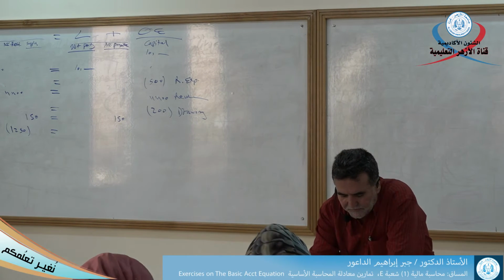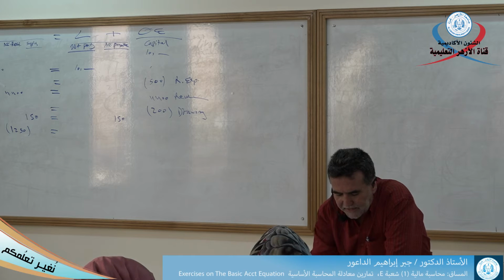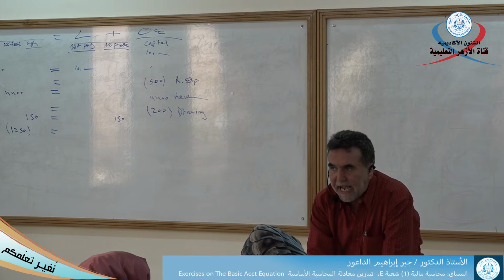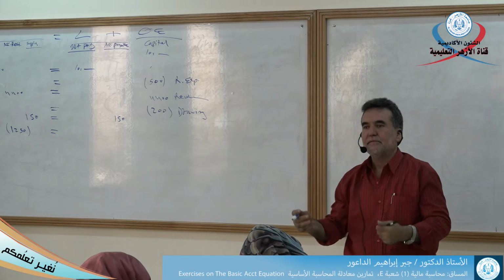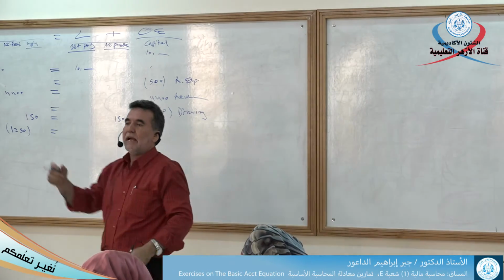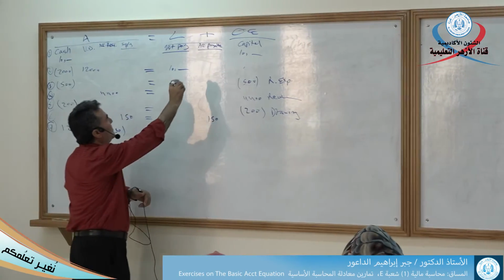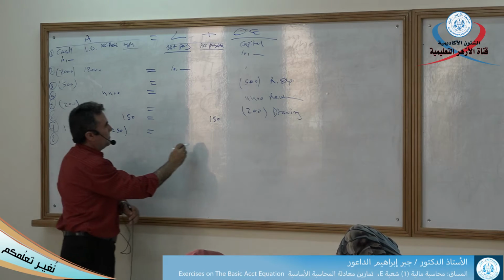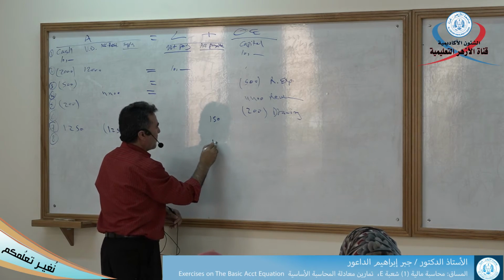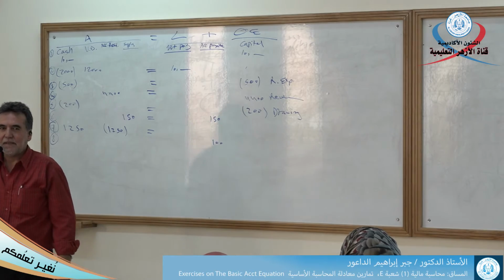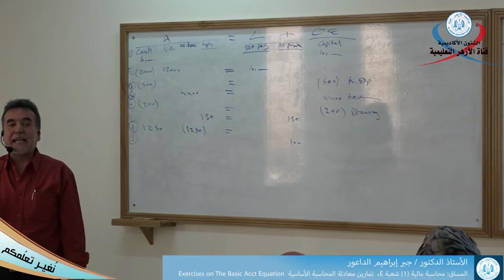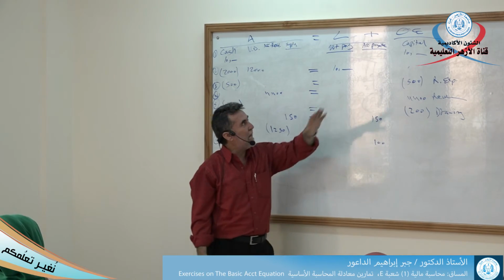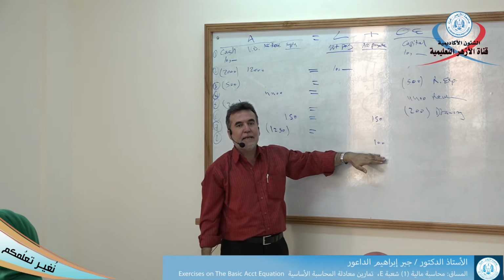Number 8. Purchase gasoline for 100 on account. Accounts payable will be increased. Purchase on account. عشان هيك ما دام on account, so the accounts payable will be increased.